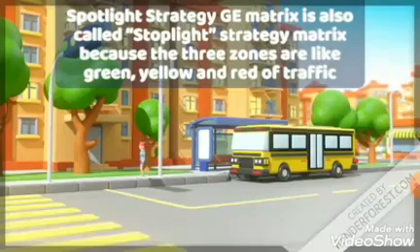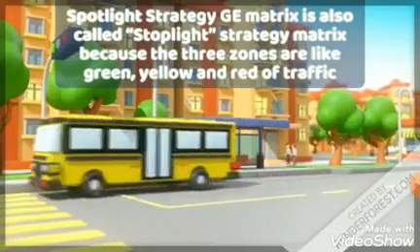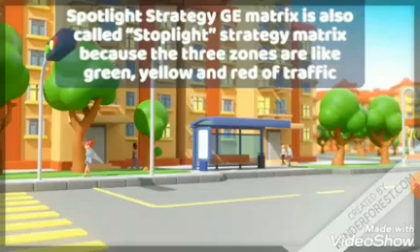Green indicates that if the product falls in the green zone, then the business strength is very strong and the industry is at least medium in attractiveness. So the strategic decision should be that the company has to expand, invest and grow. Just like the green, yellow and red zones of COVID-19 cases, green indicates invest and expand in our GE matrix.